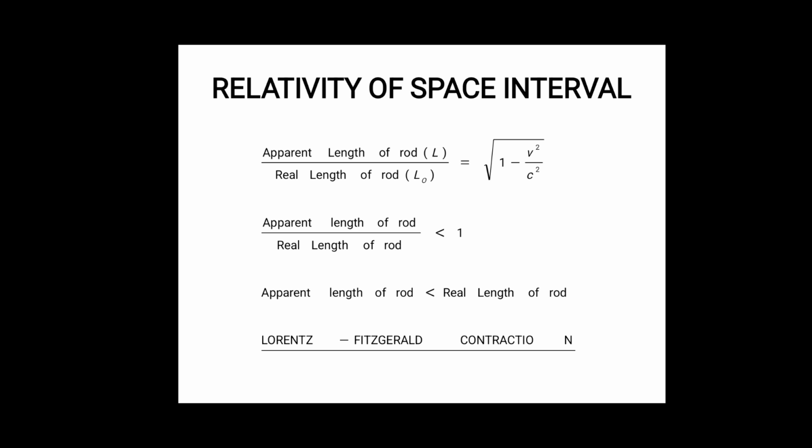Consider the ratio of apparent length to the real length of rod. Apparent length divided by real length of rod comes out to be under root 1 minus v square upon c square. So this result shows that ratio of apparent length to real length is less than 1, that is apparent length is less than real length. This fact that apparent length of rod is less than real length of rod is called Lorentz-Fitzgerald contraction.